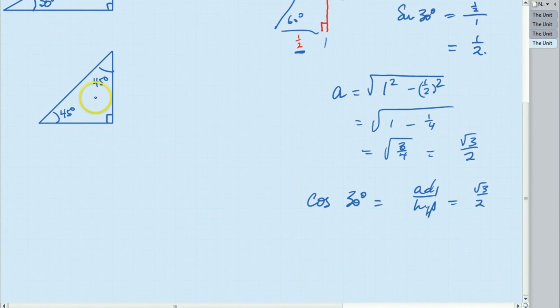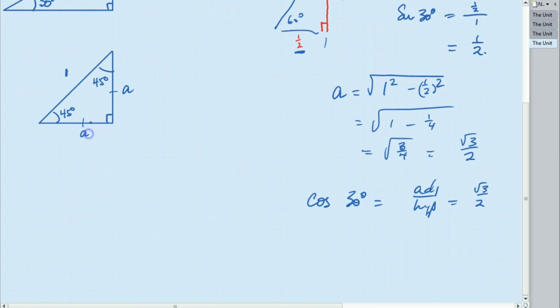Now let's have a look at this 45 degree angle here, and let's assume that the hypotenuse is 1. This particular triangle is an isosceles triangle, and an isosceles triangle has the features where two sides are of equal length, and the base angles, which would be these two 45 degrees here, are of equal size, and so therefore we know that these two sides are of equal length.